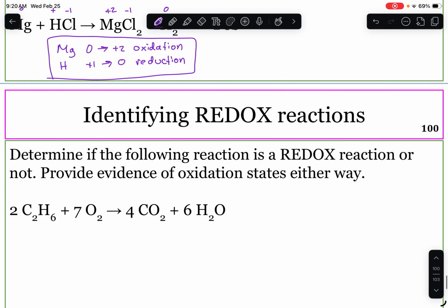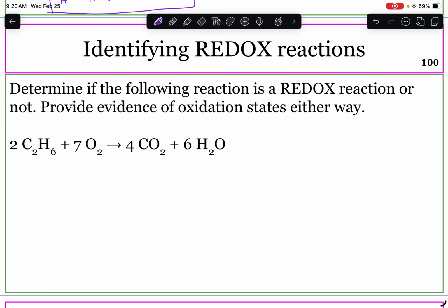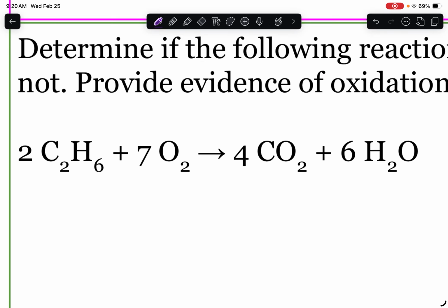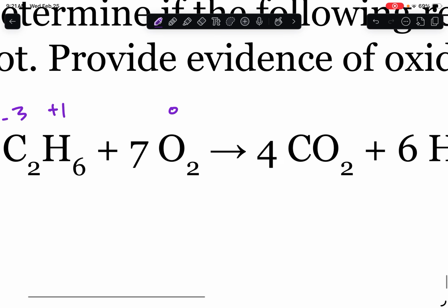Determine if the following reaction is a redox reaction or not. Provide evidence of oxidation states either way. Go ahead and see if you can work this out. Hydrogen is a +1. Therefore, carbon is a -3, and that's because the total from hydrogen is +6. And the total from carbon better be -6, and there are 2 of them, so each carbon is -3. We don't care about the totals, we only care about the individual oxidation states of each element and how it changes. Oxygen is in elemental form over here, so it's 0.